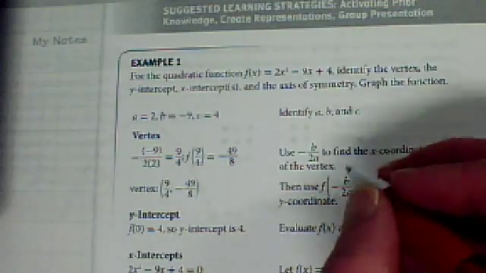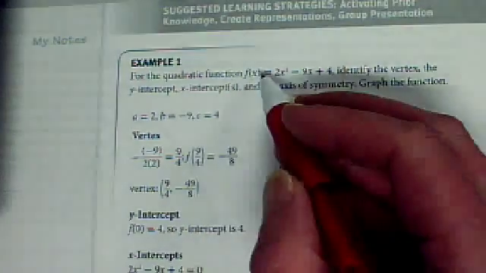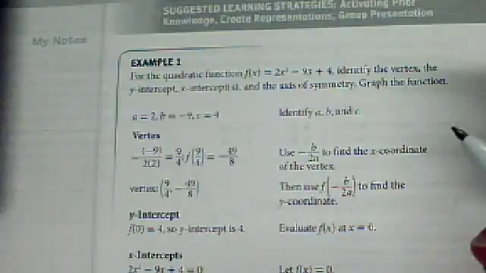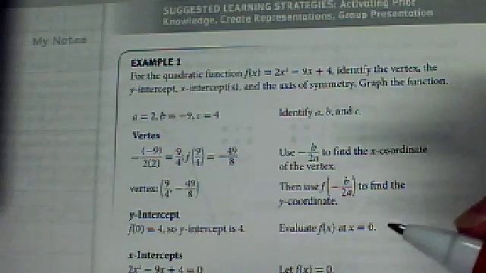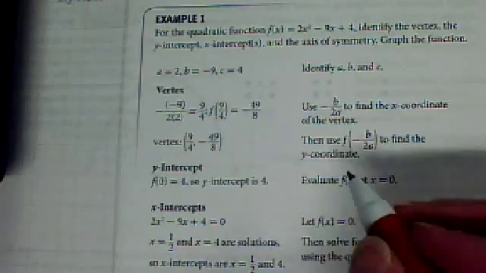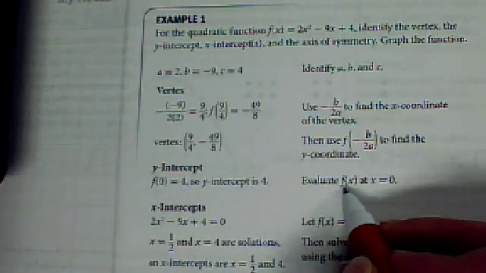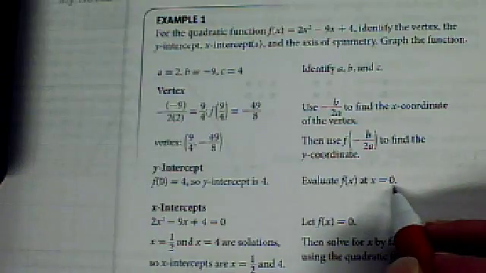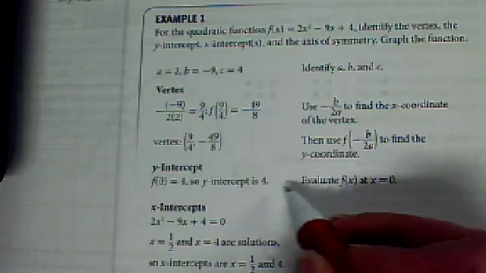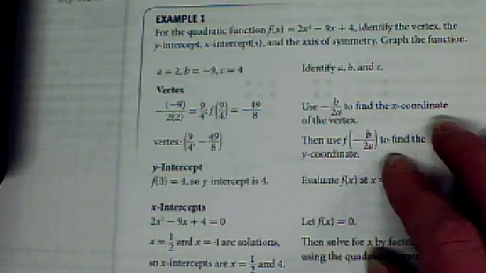Now notice, they plug 9/4 into f of x to find the y value that goes with that x-coordinate. We're going to do one of these in just a second, and so you might want some scratch paper for that. Now, to find the y-intercept, we evaluate the function when x is 0. You let x be 0. So if you plug 0 into the equation, you end up getting 4. So the y-intercept is at 4.